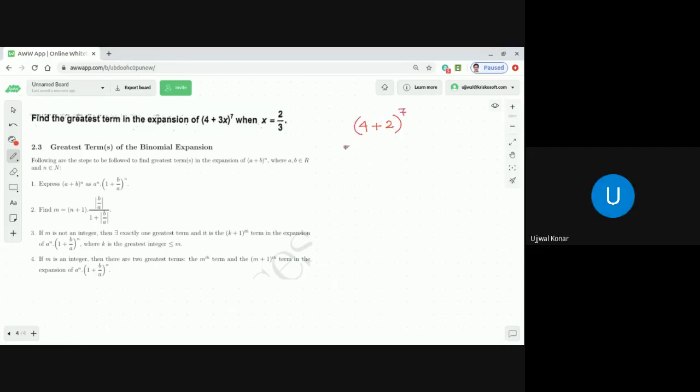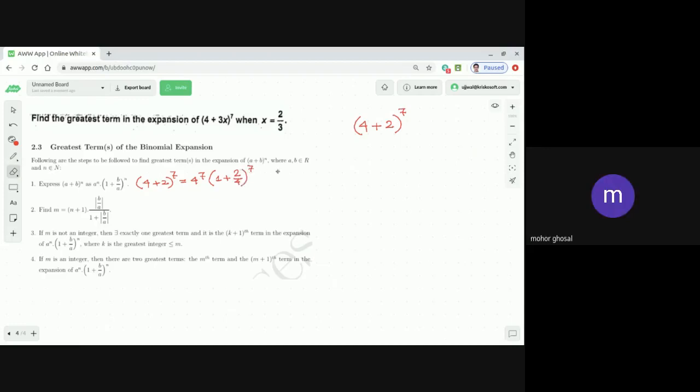So from here, it is like a plus b power n. What is the first step? The first step is to express a plus b power n as a power n into 1 plus b by a power n. That means 4 plus 2 power 7 we are going to express as 4 power 7 into 1 plus 2 by 4 power 7. Correct or not?